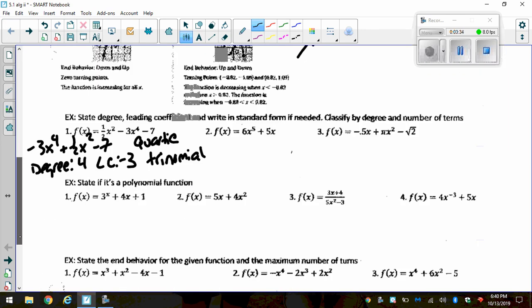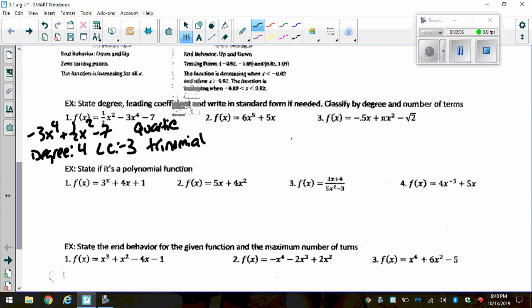So number 1, I have it written out here for you. Here it is in standard form. I wrote negative 3x to the 4th, that's the highest exponent, and so on. That makes the degree 4 because the highest degree was a 4. The leading coefficient is what is out in front of that, so it's a negative 3. With a degree of 4, we call it a quartic, but there are actually 3 terms here, 1, 2, 3 terms. That's why it's called a trinomial.